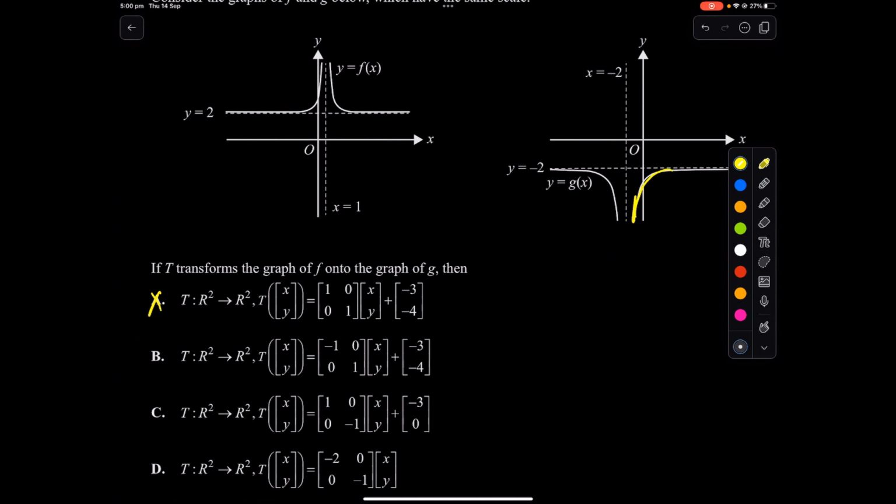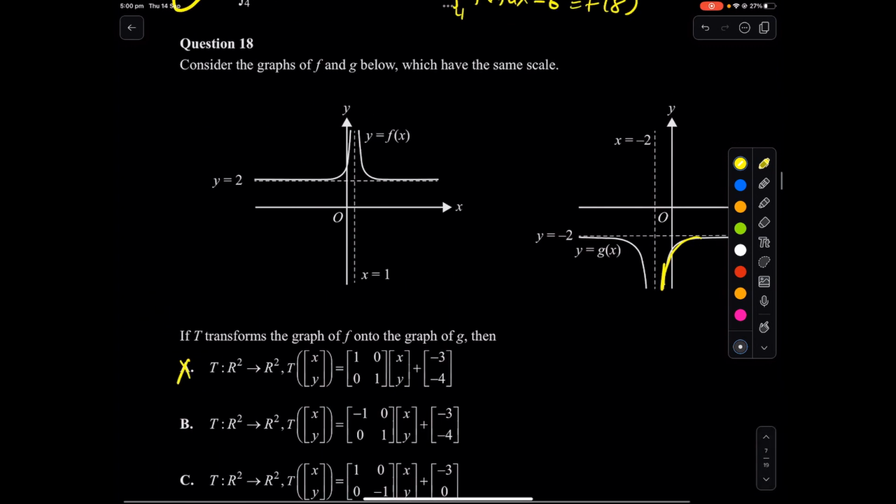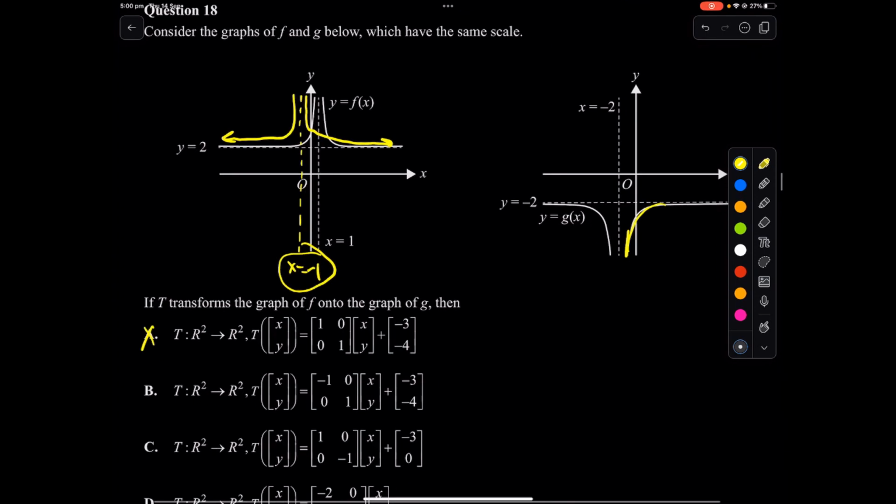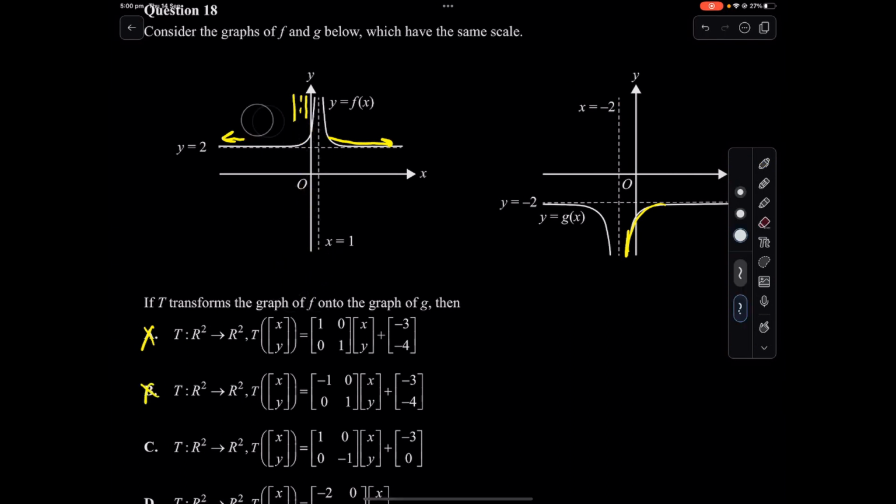Okay, so there's a reflection along the y-axis. If we're reflecting it along the y-axis, this point over here will be x equals negative 1. And this over here would be like this, and this over here would be like this. And then again, we're translating it 3 units to the left. So this over here would be translated 3 units to the left, which is negative 4. No, this is x equals negative 2. Absolutely not. Okay, let's try the next one.